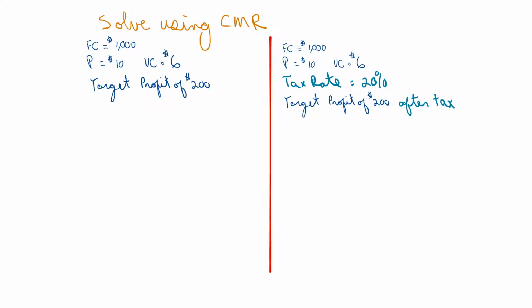Same parameters: fixed cost $1,000, price $10, variable cost $6, target profit $200, and then in the second part, a tax rate of 20%. Now I want you to use the formula for contribution margin ratio to calculate the amount of sales, in other words, the total revenue required to earn a profit of $200, and the total amount of revenue required to earn $200 after tax. You should stop the video, work through the numbers, and then on the next slide you'll see the solution.